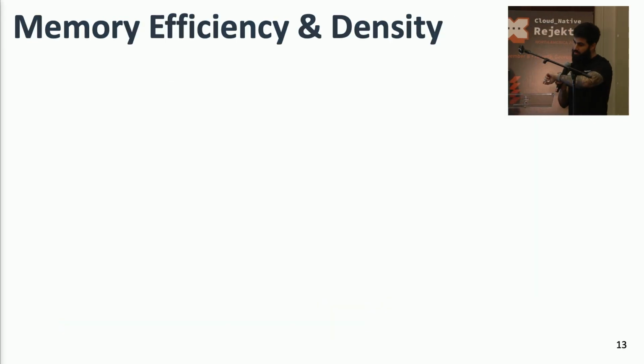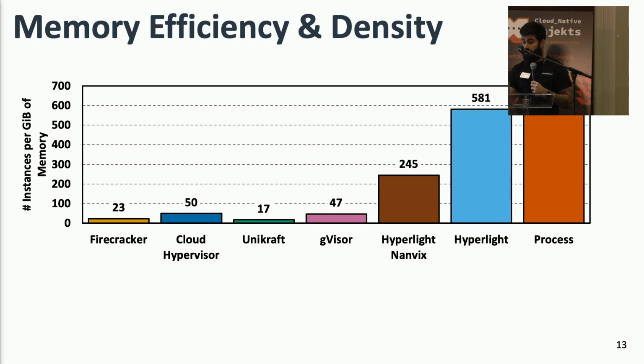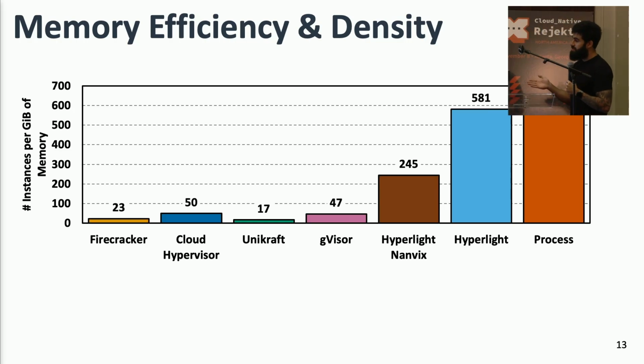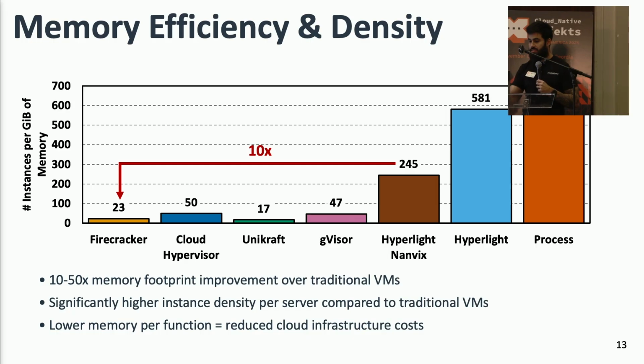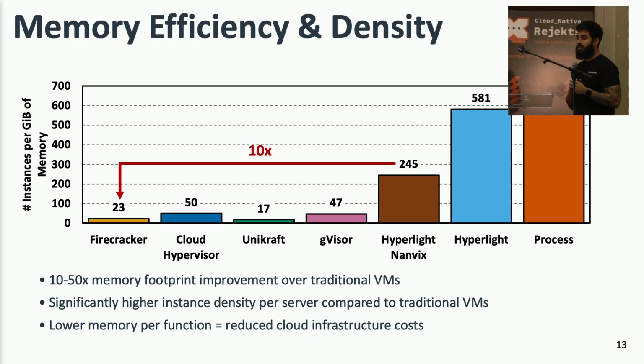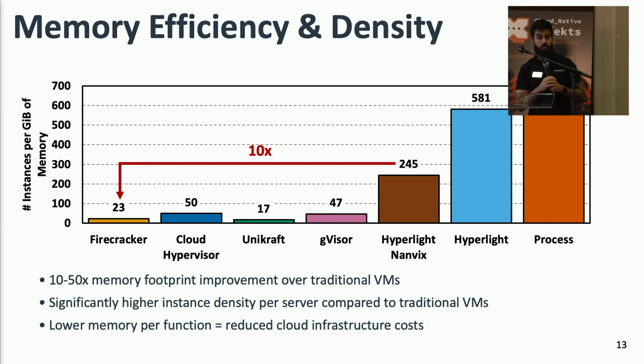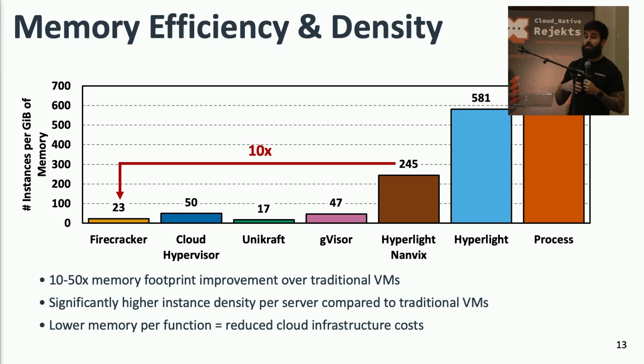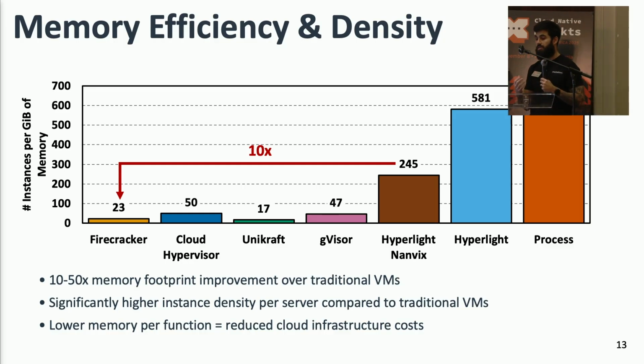Now let's take a look at the memory efficiency side of things. Memory efficiency and how many of these VMs you can pack is really important from the cloud provider's perspective. So still, when we compare a bunch of solutions, we put Hyperlight and process as the reference as well. But you can see that there is a 10x improvement over the number of VMs that you can pack in a given gigabyte of memory. So in 1 gigabyte of memory, we can provide almost over 200 Hyperlight Nanvix VMs that enables you to deploy more interesting things.